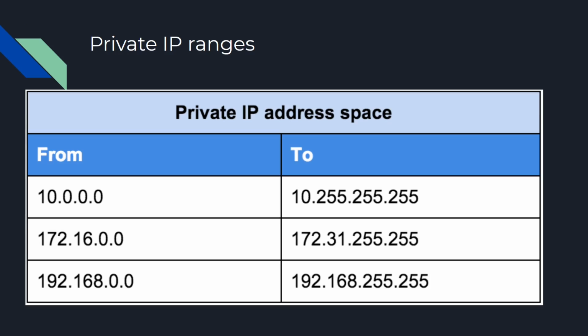First, we're gonna start with private IP ranges. We have three classes of IP ranges: A, B, and C. 10.0.0.0 to 10.255.255.255 is class A, the second one is class B, the third one is class C. Class A is most likely to be used by ISPs, class B by medium to big organizations, and class C is most likely to be seen on your home network.